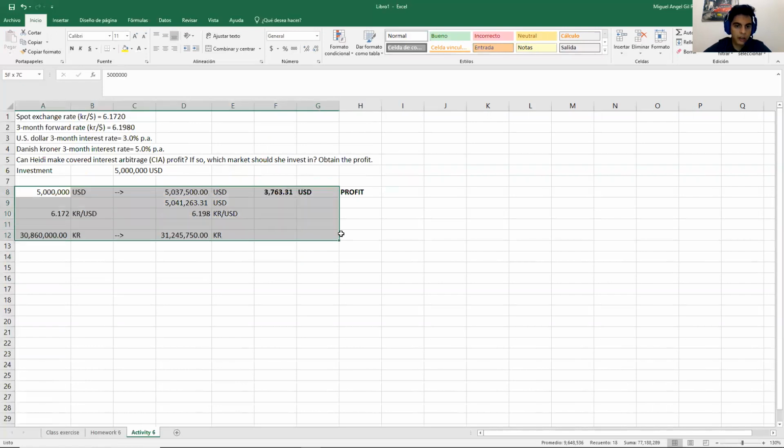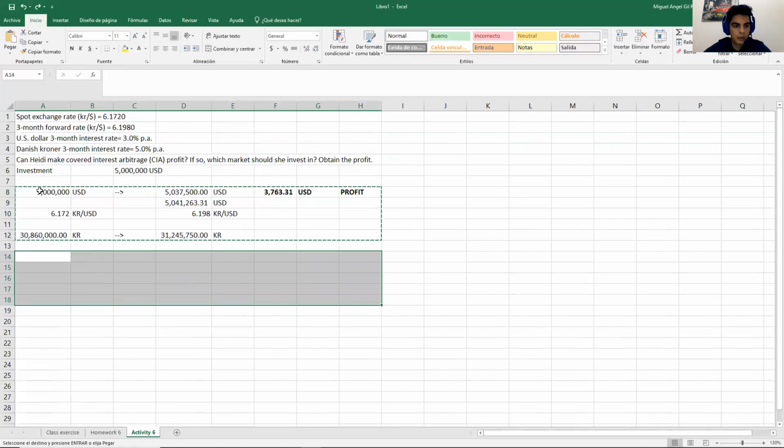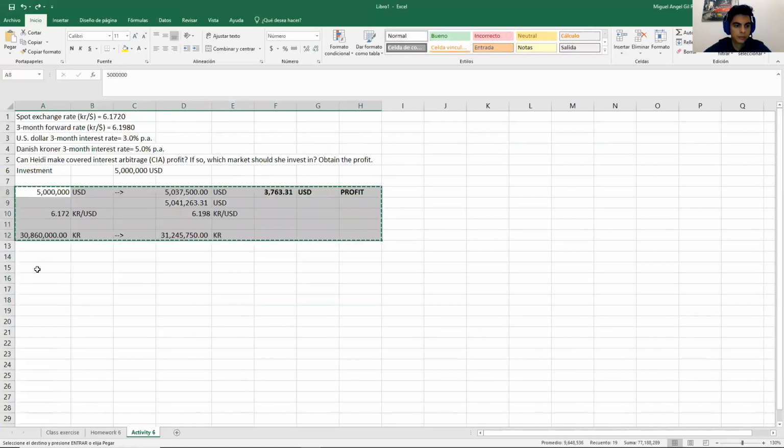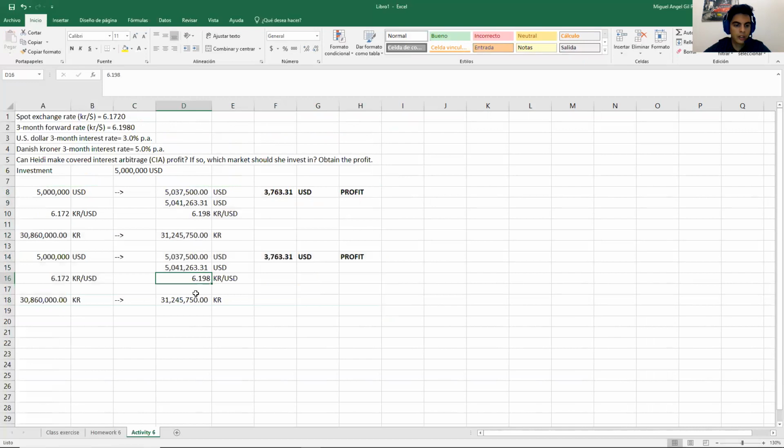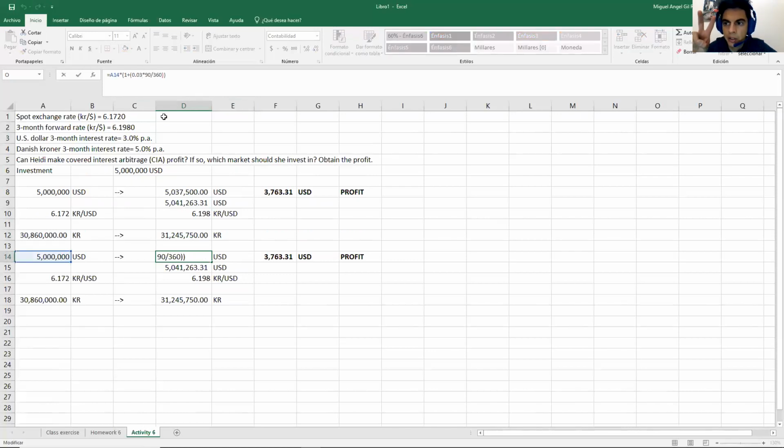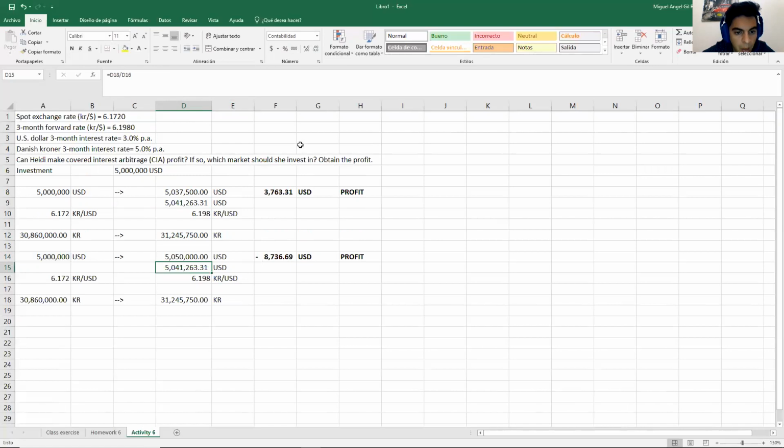And the second exercise is exactly the same thing. The only thing that changes is in the dollar interest rate, because I think in the second exercise, if you check the Excel, it says that the American rate is 4%. So we're going to change it to 4. And now we have a loss of $8,000. So that's how you solve the activity.